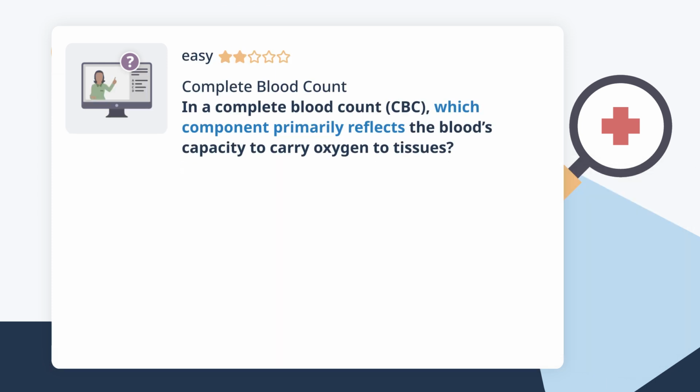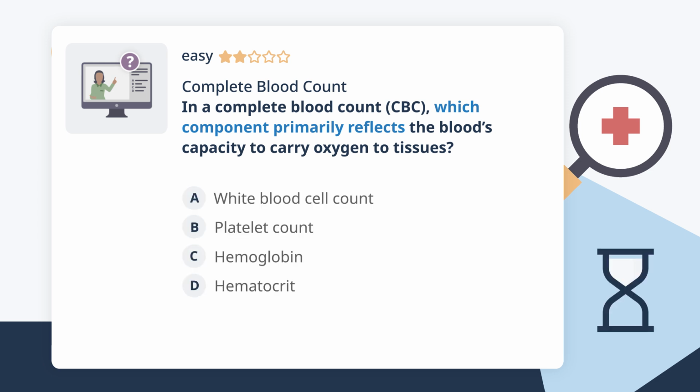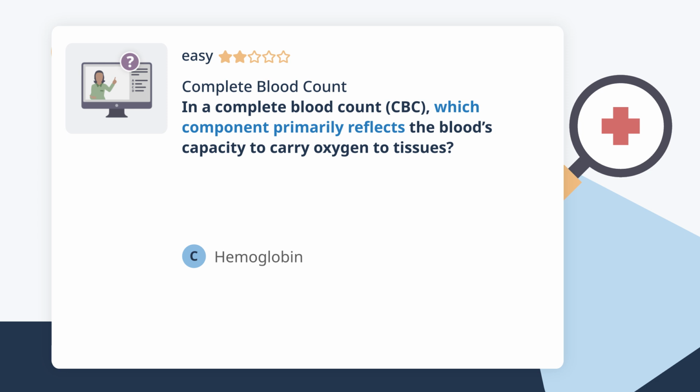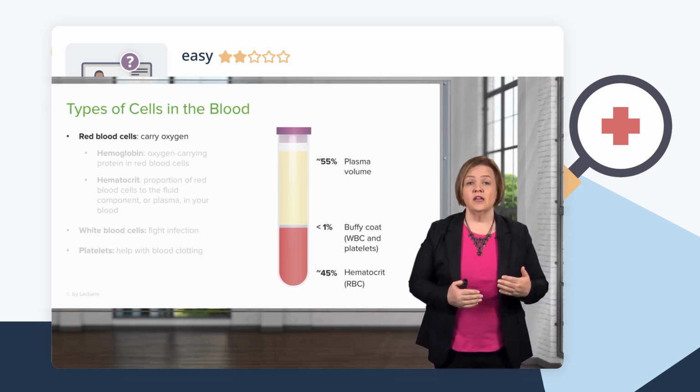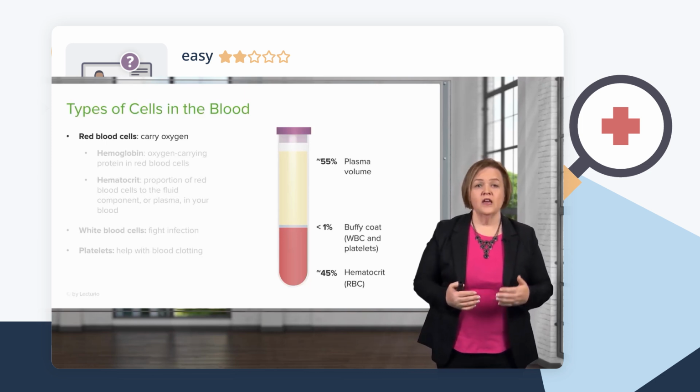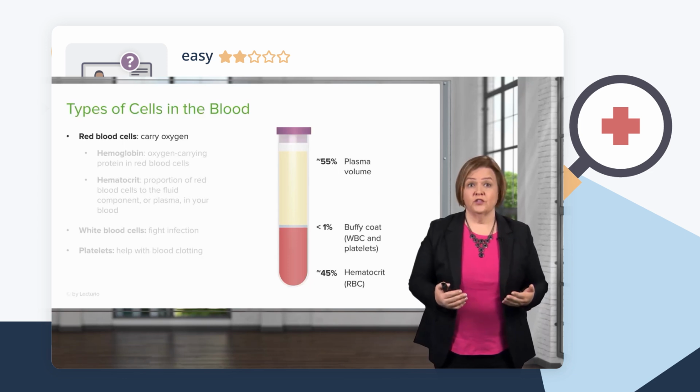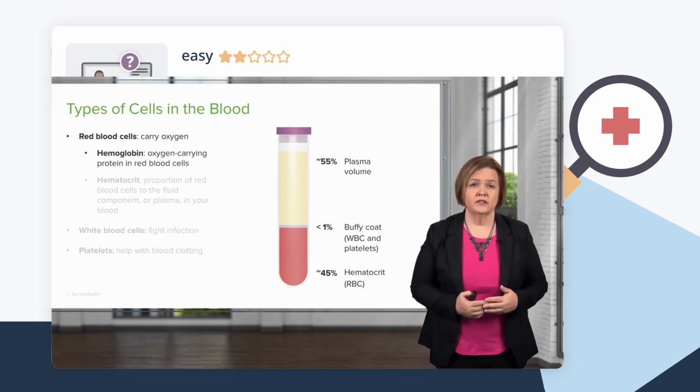In a complete blood count, which component primarily reflects the blood's capacity to carry oxygen to tissues? Now, the job of the red blood cells, like we said, is to carry oxygen. That's why we want to look closely at another value on a CBC, the H and H, or the hemoglobin and hematocrit. So when you hear someone refer to an H and H, that's what they're talking about, hemoglobin and hematocrit. Now, why we care about that is because hemoglobin is the oxygen-carrying protein in the red blood cells.